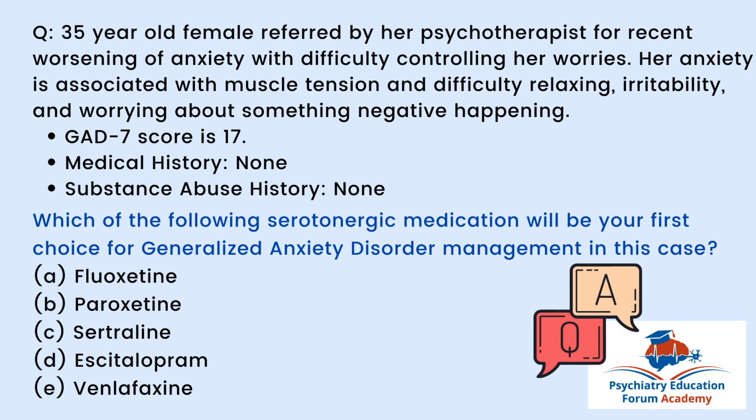No known medical history. Let's say you did the blood work and there is no thyroid abnormality or any abnormal medical causes for her anxiety right now. She is not using any drugs and her urine drug screen is negative. So which of the following serotonergic medications will be your first choice for this case?